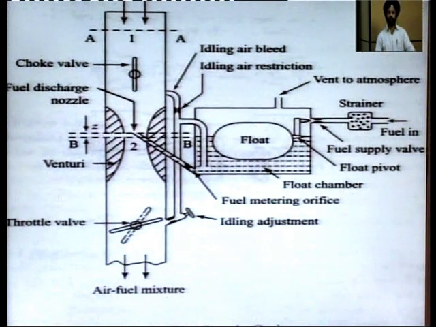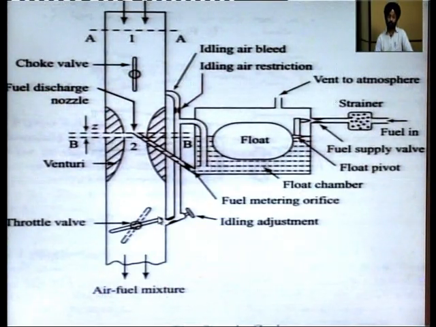Here, this is the main body. We have already discussed this. This is the venturi and the main jet which is supplying the fuel. But I have added one more circuit over here. This is the idling circuit. This is called the idling circuit. This pipe comes down from here and it is just below the closed throttle valve area.